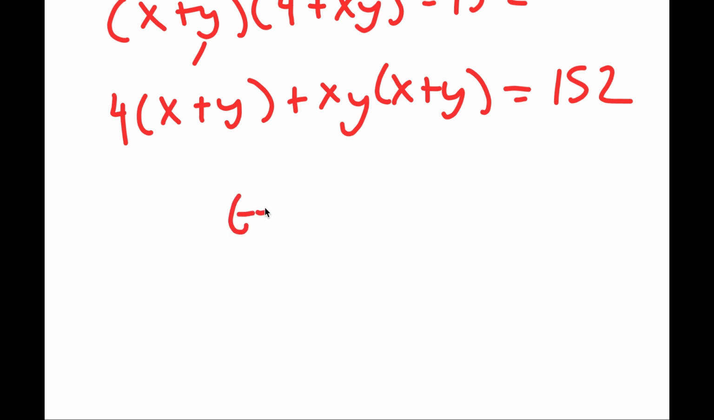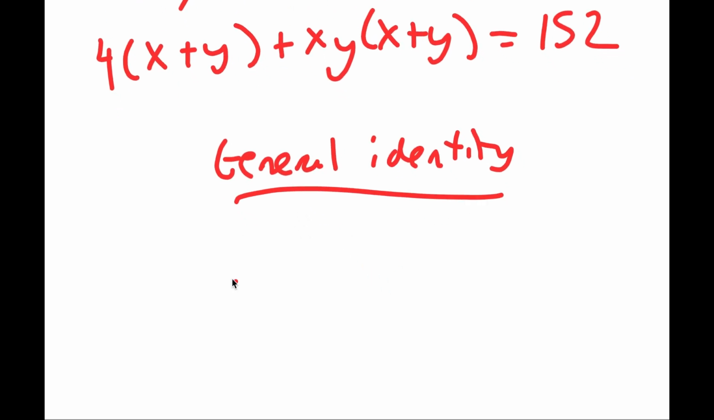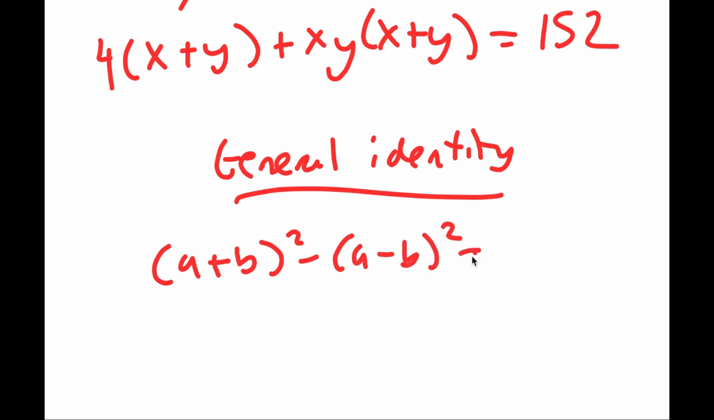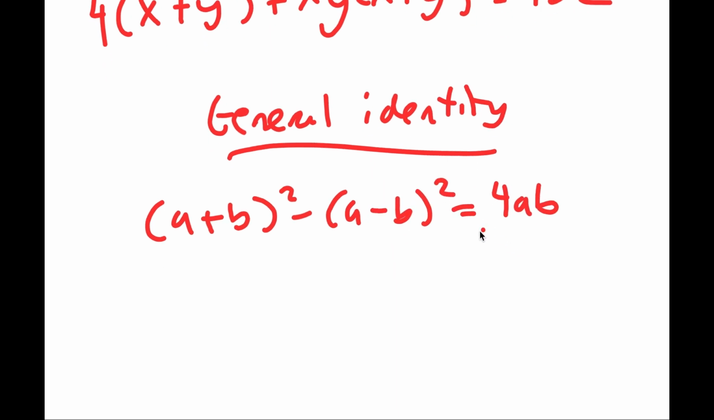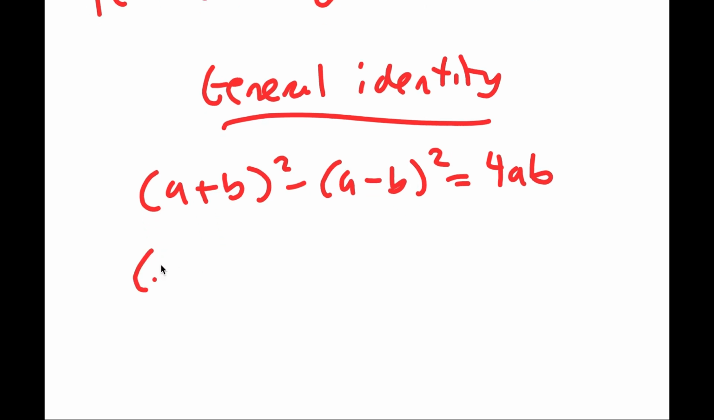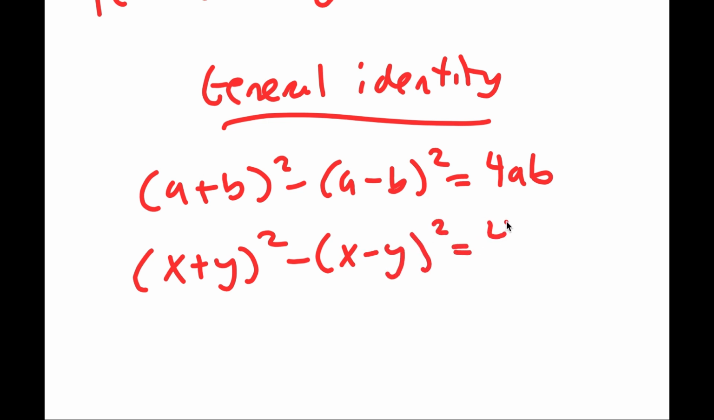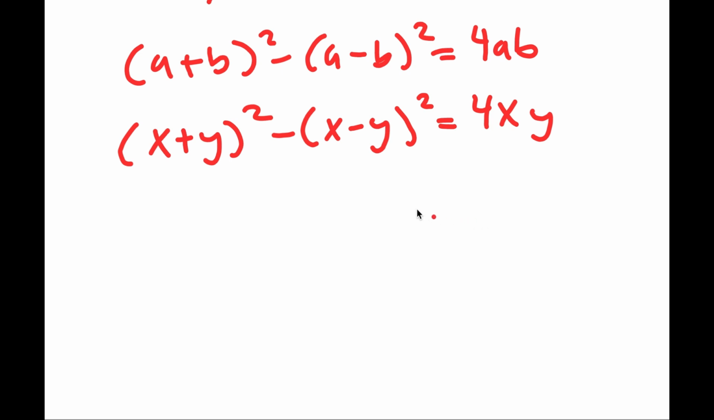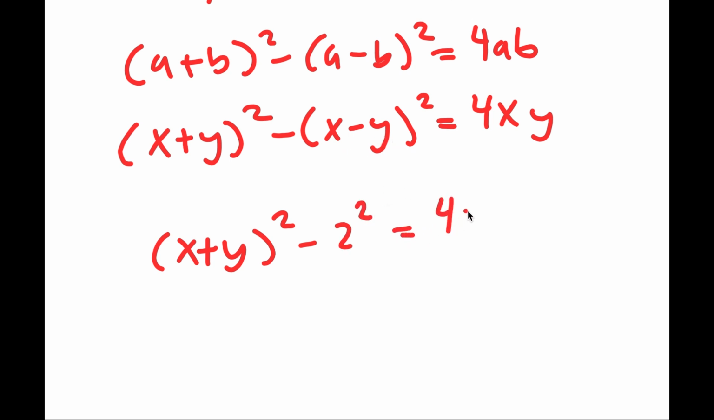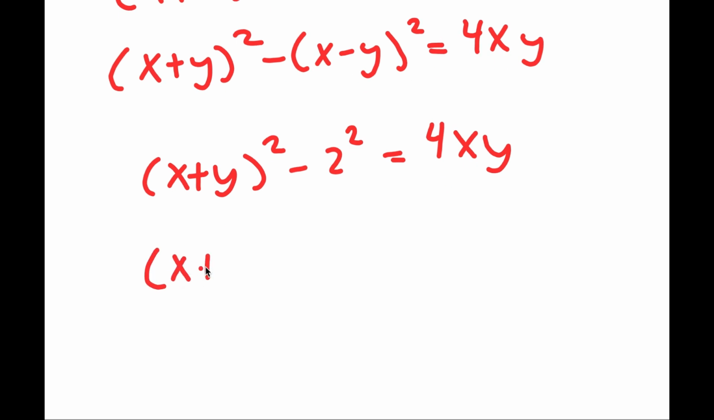Now, a general identity that not many people may know about is that if I have something in the form a plus b squared minus a minus b squared, this is equal to 4 times ab. So meaning x plus y squared minus x minus y squared is equal to 4 times xy. So I get x plus y squared minus 2 squared, because x minus y is 2, is equal to 4 times x times y, meaning x plus y squared minus 4 is equal to 4 times x times y.